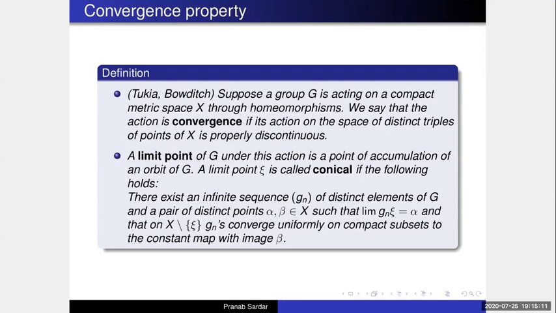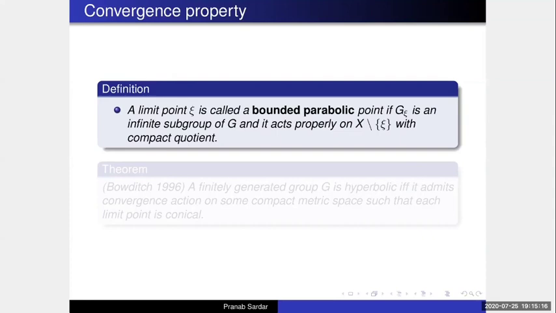Next, a limit point xi is called a bounded parabolic point if the stabilizer G_xi is an infinite subgroup of G and it acts on X minus xi properly with compact quotient. So this is very special. Generally one defines parabolic by saying that G_xi is infinite, but we want more, so we want bounded parabolic. We also demand that it acts on X minus xi with compact quotient.